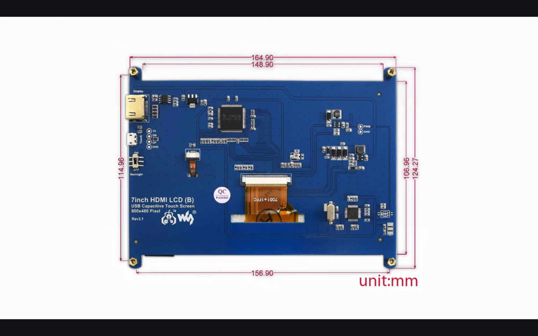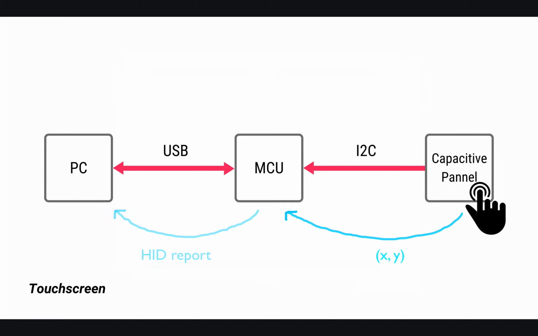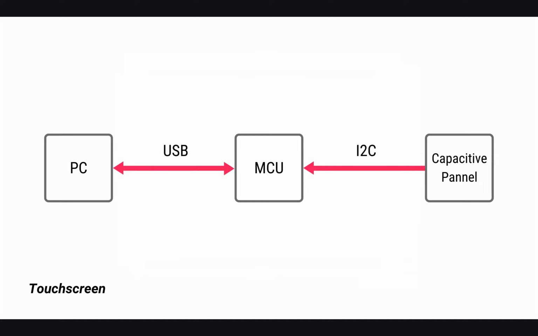How it works is pretty simple. Whenever a user touches the capacitive panel, the position of the touch is transferred through I2C to the chip. Once the data is received, it is then sent through HID to the PC, or rather the Raspberry Pi in our case. As most computers don't have an I2C interface, the MCU acts as a bridge between the panel and the host.